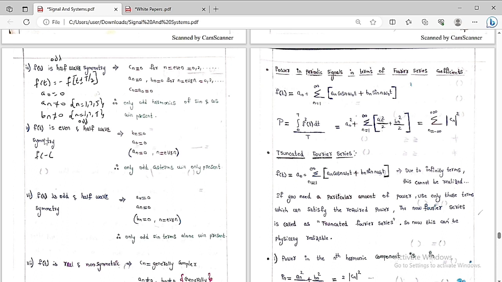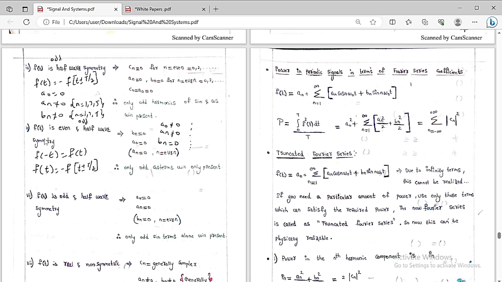So f of minus t is equal to f of t, even, and half wave symmetry, odd half wave symmetry, means I already told you f of t is equal to minus of f of t plus or minus T by 2. If these both are satisfied, then what can we say? Let me write for the first property, the even. Even: a0 is not equal to 0, an is not equal to 0, and bn is equal to 0. This is for the even.